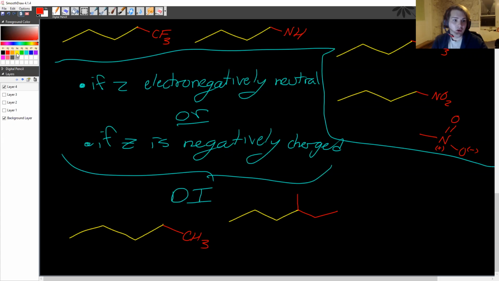Okay? A negatively charged species, like O minus, of course is going to be donating that negative charge into the structure. Look, it's highly negative. It's going to have an excess of negative, donating, let me double check. No. This is going to be withdrawing. So the only example that I can find of a negatively charged species that's donating inductively is where the negative charge is placed on not the Z position.